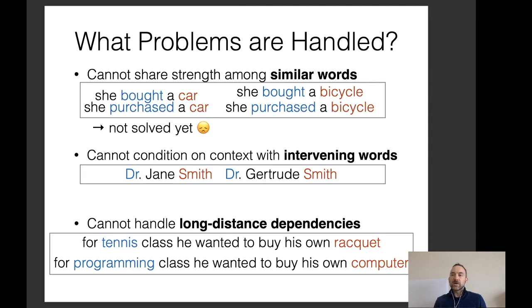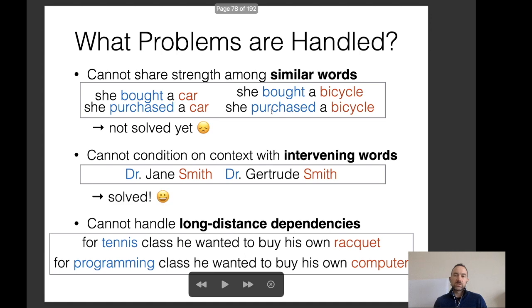The first one, we still haven't solved. The reason why we haven't solved this problem of sharing strength among similar words is because we're still calculating a one-to-one correspondence between each feature we're calculating and the word that we are predicting. For example, if "purchased" appears two words previous and our expected output is "bicycle", if we've never seen this combination together, we still won't be able to handle it or upweight it appropriately. One problem that we did fix was that we could not condition on the context with intervening words. We are able to handle this because, for example, if we looked two words previous and saw "doctor", then we'd have a very high probability of picking "Smith" here. We had a feature that directly captured that in our log linear model.